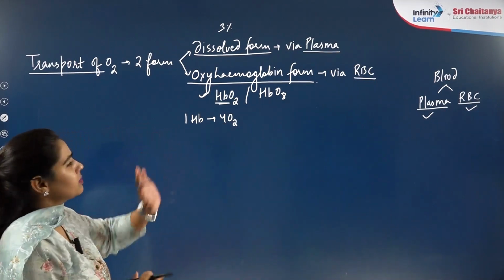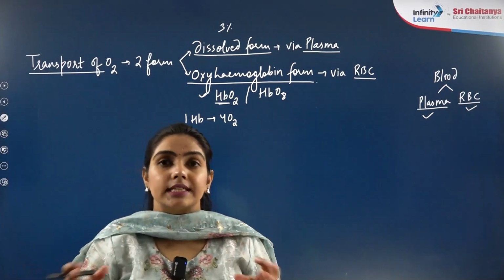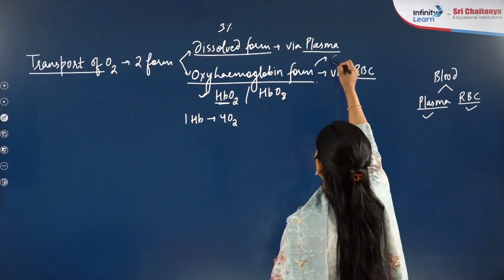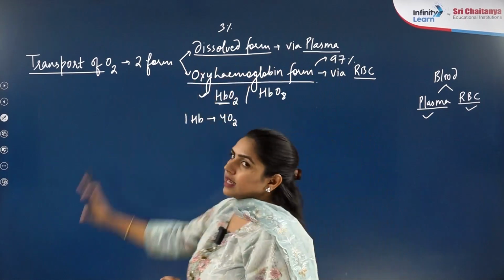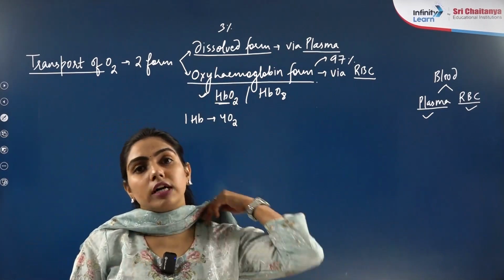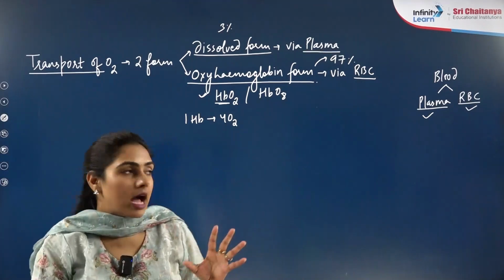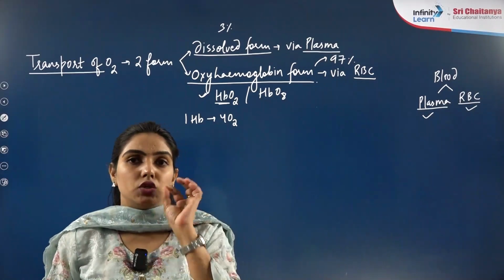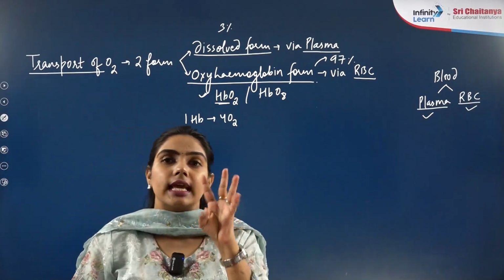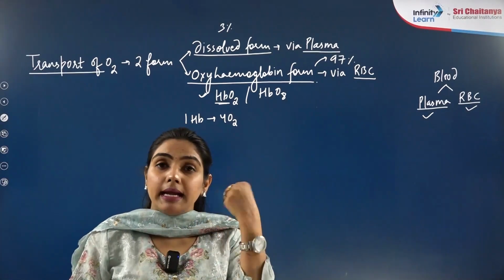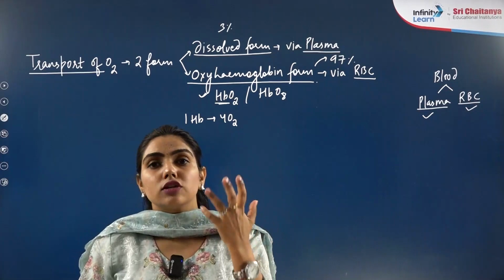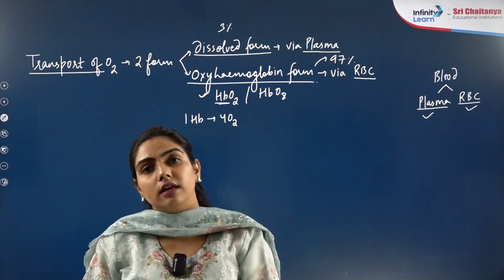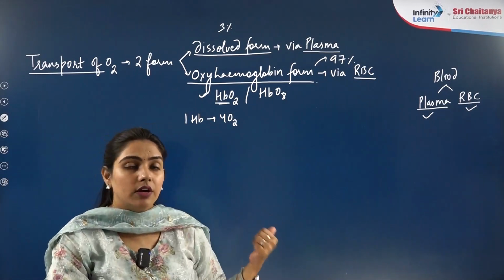Now, how much percent? 97%. 97% of the oxygen travels in oxyhemoglobin form, right? I have already told you one hemoglobin molecule will take up 4 oxygen. To one hemoglobin, 4 oxygen can easily bind. And this binding of the oxygen is also very interesting. We will see how the first oxygen will bind and how the second, third and fourth will bind by the help of a curve. We will see that.